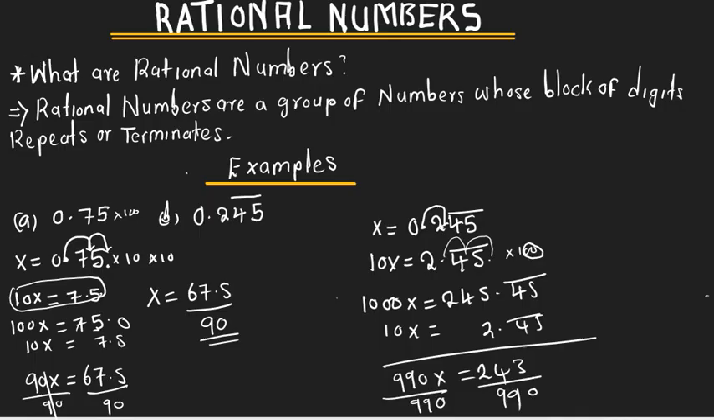Okay, so let's try to confirm. We have 243 divided by 990. Bingo. So our answer is correct. It's ending there. Please, these are very simple things.